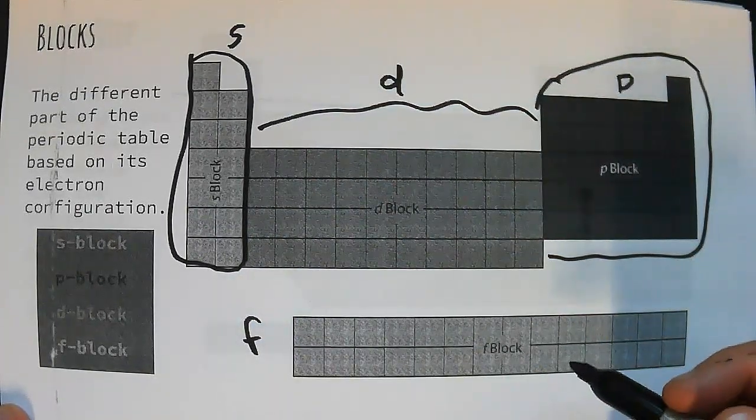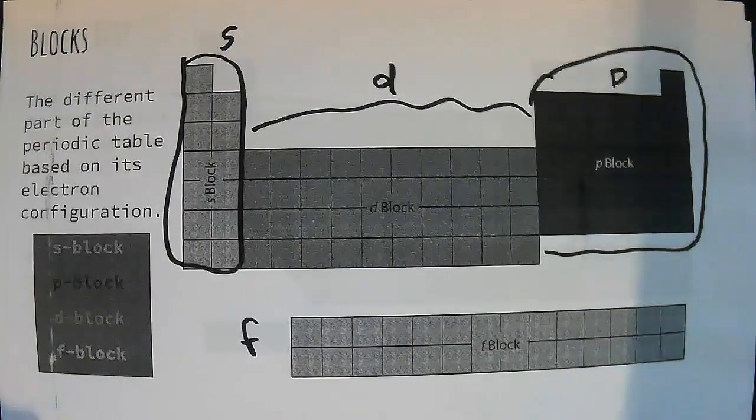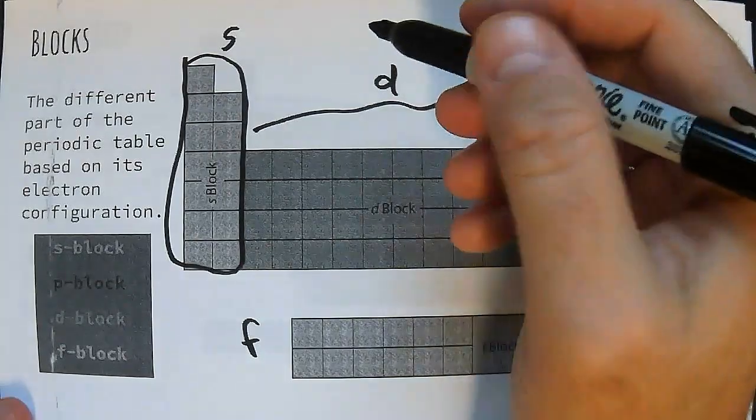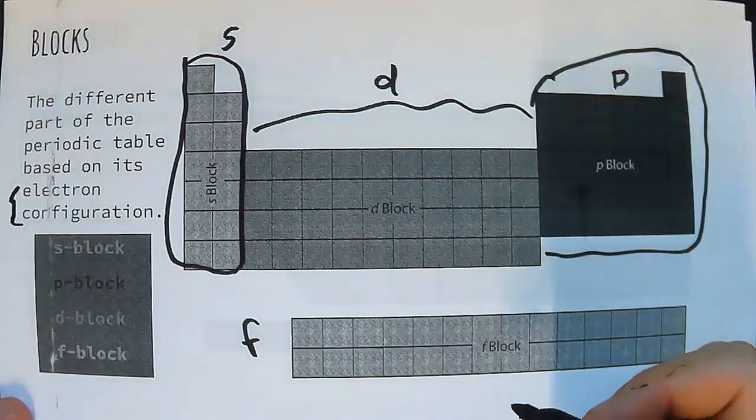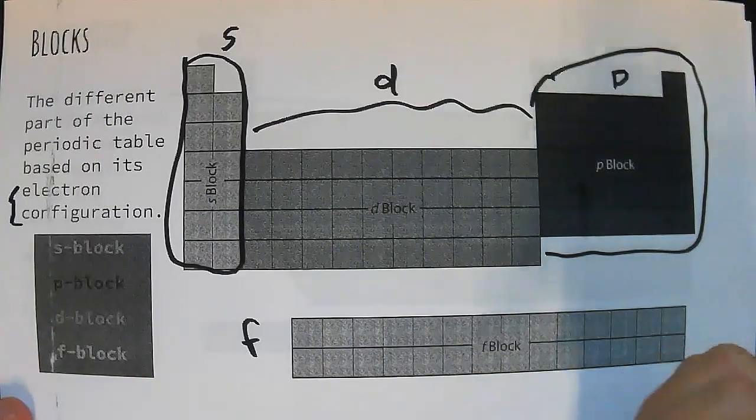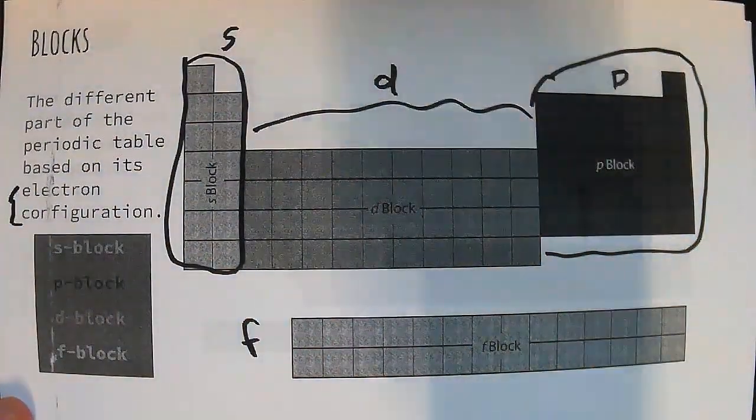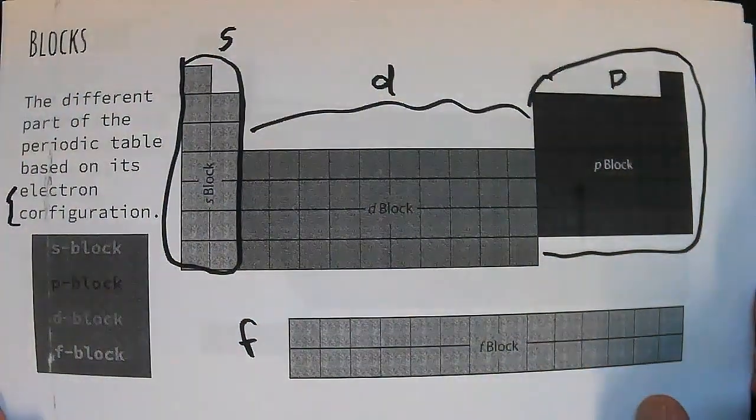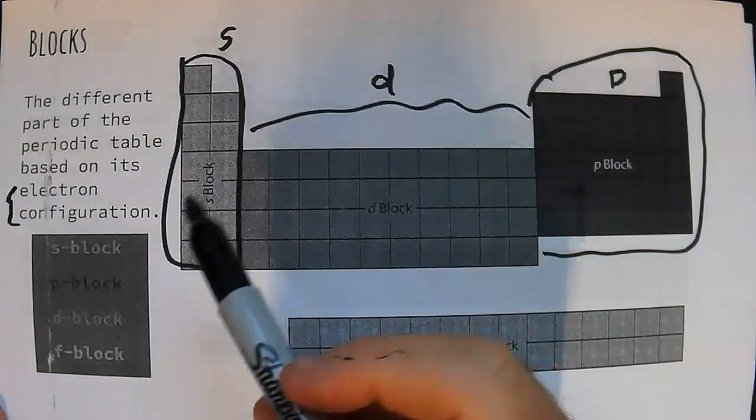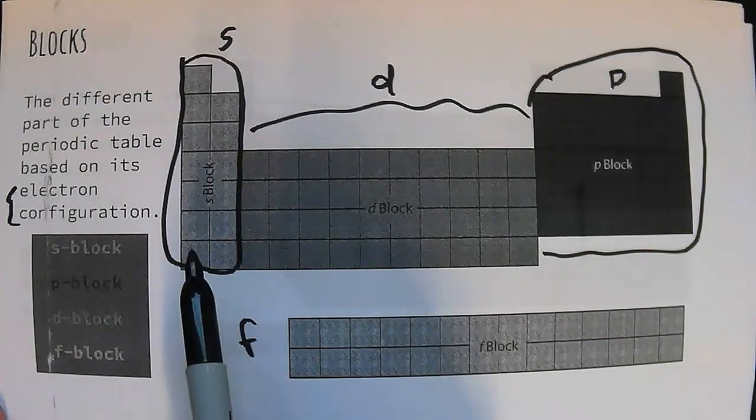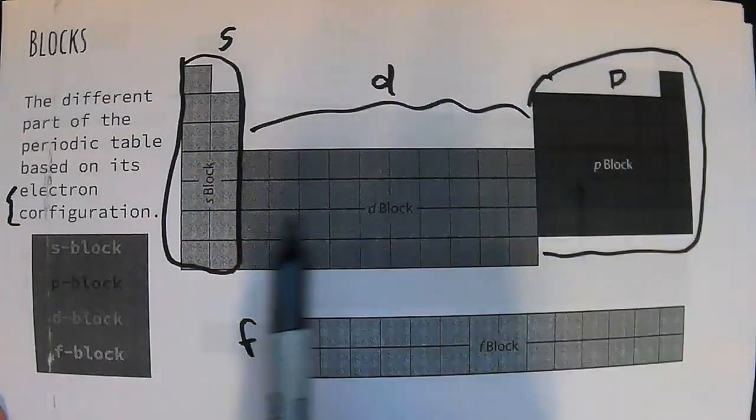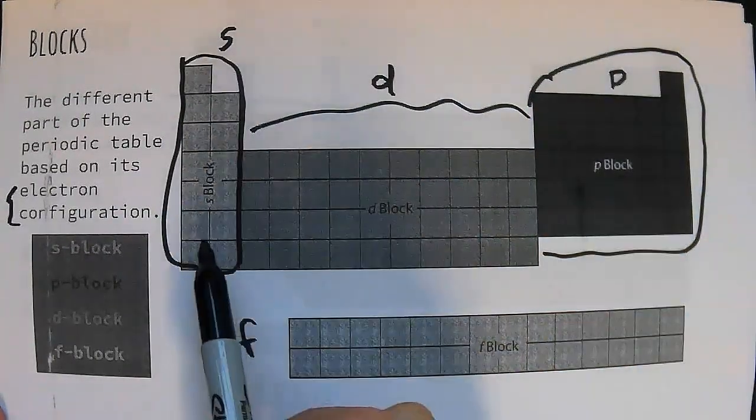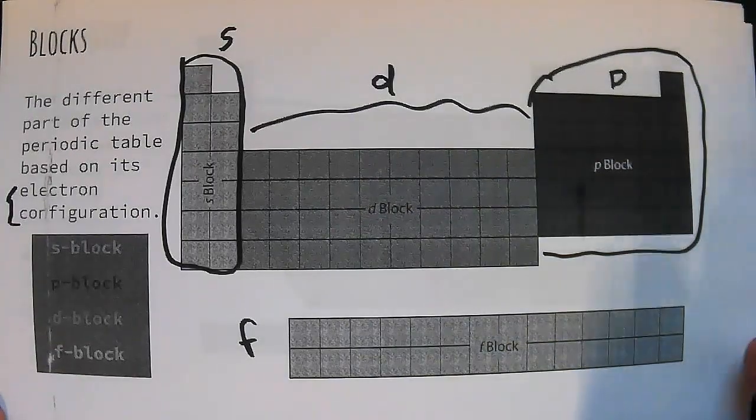These blocks are based upon the arrangement of electrons, which we call electron configuration. More on that soon. We haven't gotten to that, but it'll make sense when we go over it. Because of the arrangement of electrons, we end up having 4 distinct regions on the periodic table: the S block, the P block, the D block, the F block.